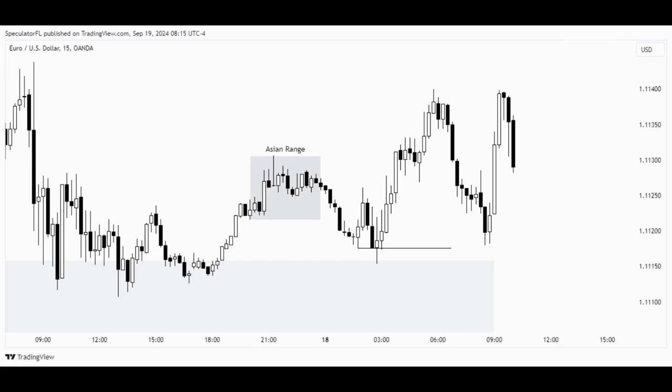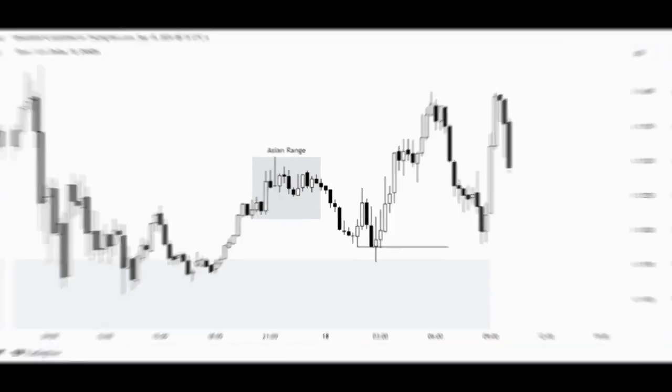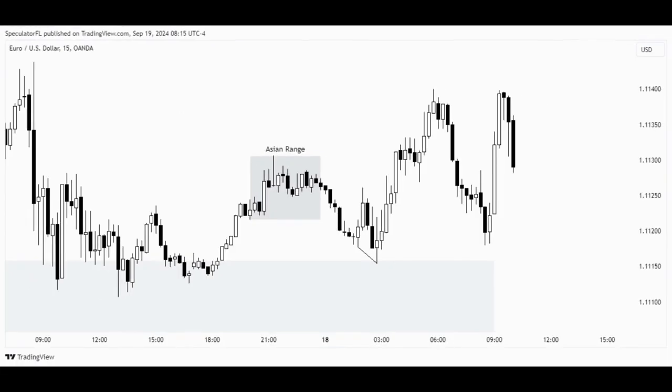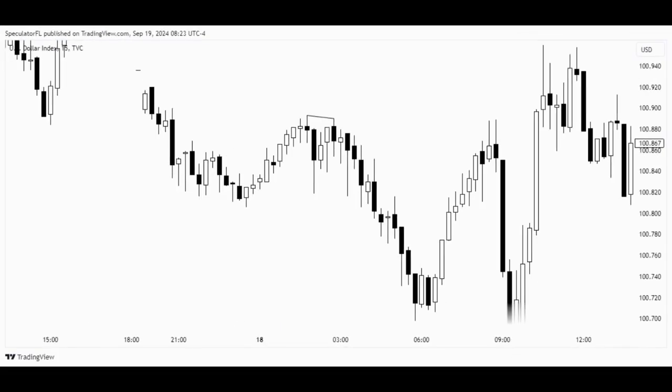But it doesn't end there. Along with those two things, we also had an SMT divergence with DXY. So what had happened is that EU took out this low, but DXY struggled to take out the high that it formed earlier, right?